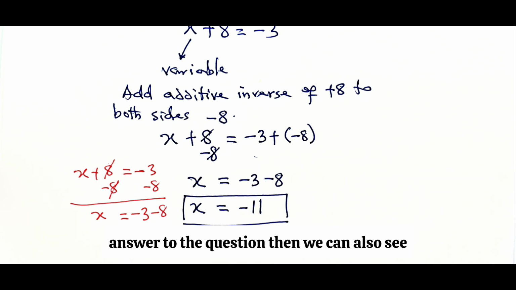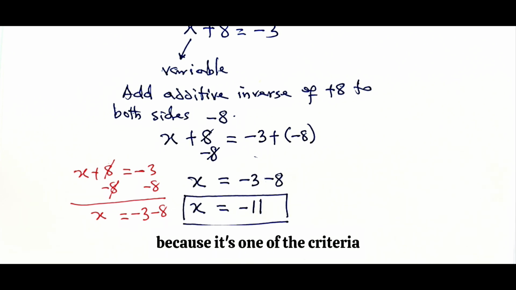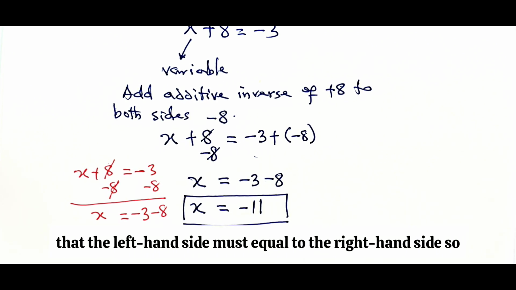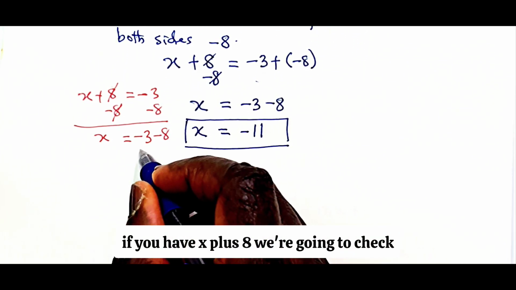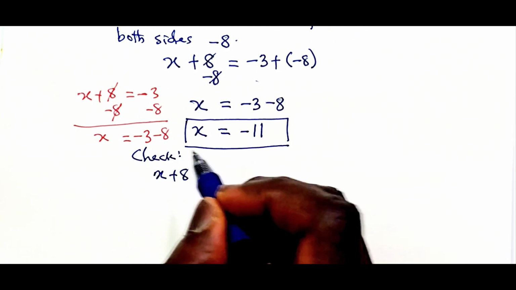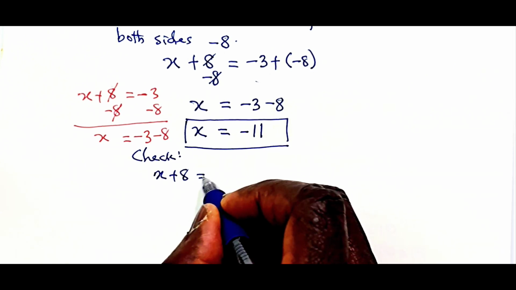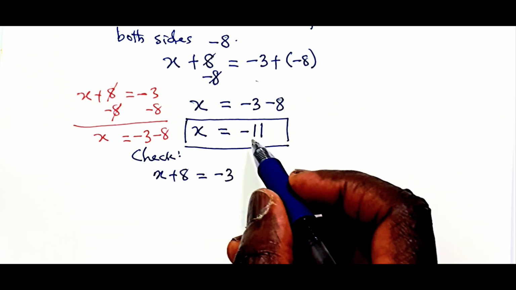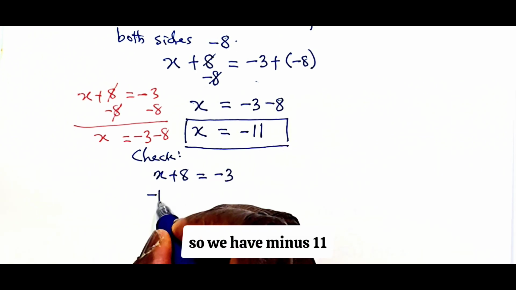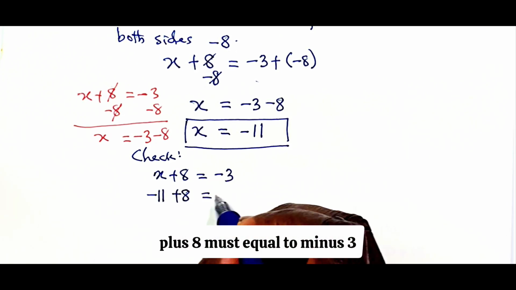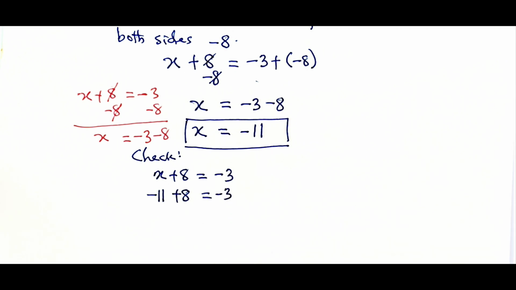Then we can also see, because it's one of the criteria, that the left hand side must equal to the right hand side. So if you have x plus 8, we're going to check. We want to check x plus 8 equals minus 3. And what is x? Just replace x with minus 11. So we have minus 11 plus 8 must equal to minus 3.